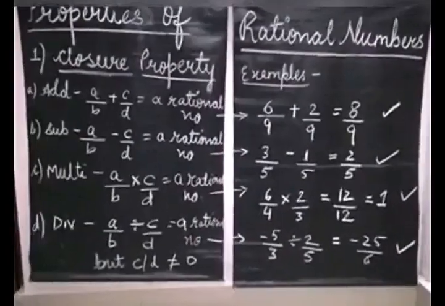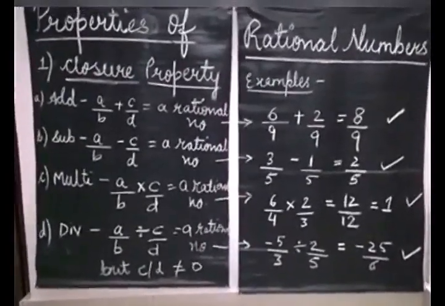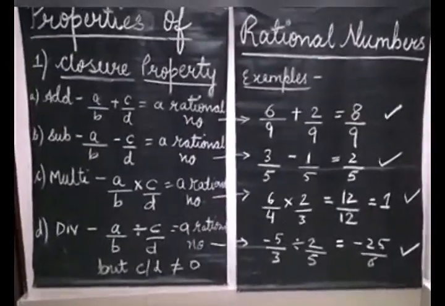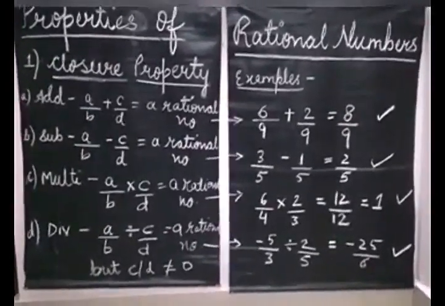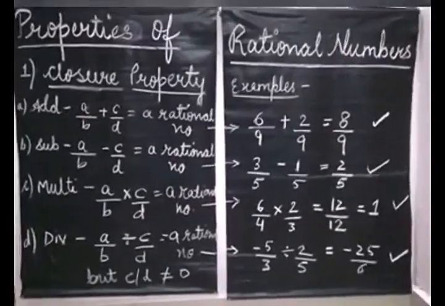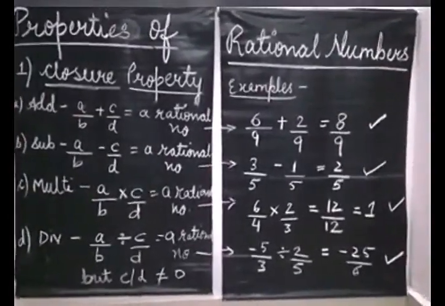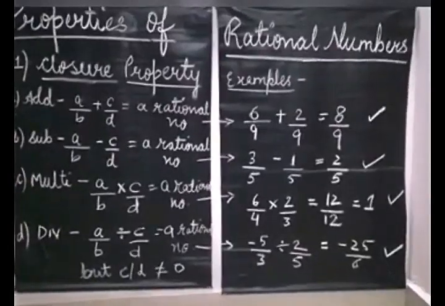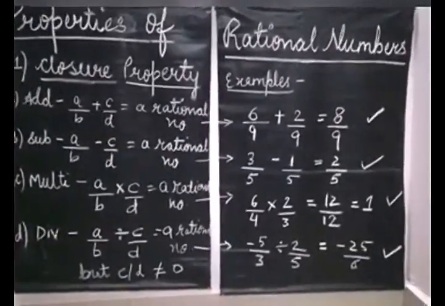Let's see in case of subtraction. a upon b minus c upon d is equal to a rational number. We will see this with the help of an example. In the second example, 3 upon 5 minus 1 upon 5.